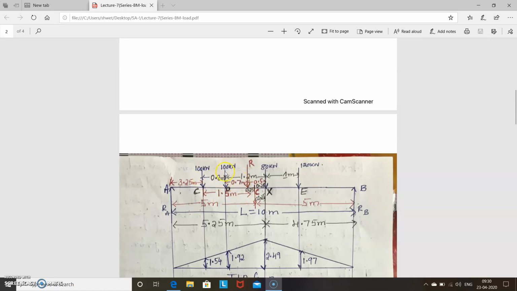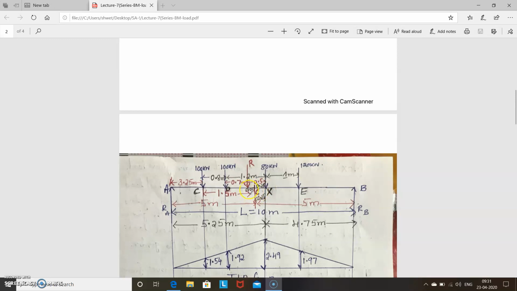Now again, between the 100 and the 80, total distance is 1.2. So 0.7 is from the 100 to the resultant. What is the remaining? 1.2 minus 0.7, that is 0.5. So mark that 0.5. Now the center is equidistant from R and 80. Equidistant means the same distance. So 0.5 divided by 2, that is 0.25. So the resultant lies at a distance of 0.25 from center, and the given load also lies at a distance of 0.25 from center. The center lies equidistant from the resultant and this load.